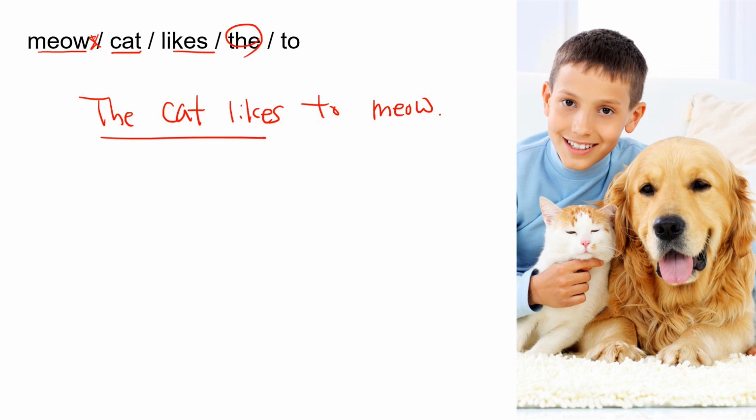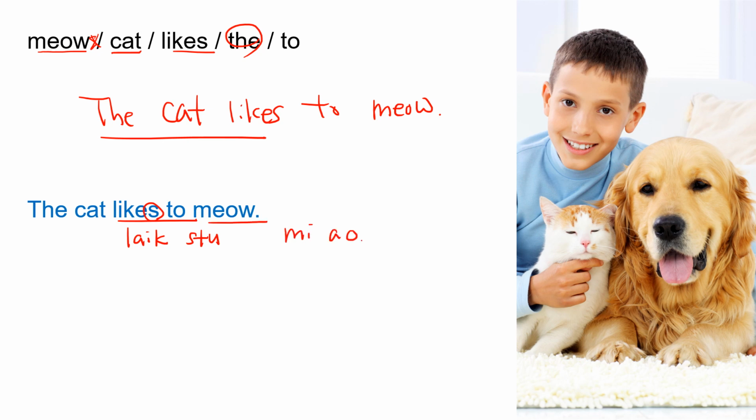The cat likes to meow. Here, the cat is the subject, likes to again. We need to pronounce this s, so likes to. The cat likes to. The cat likes to meow. The cat likes to meow.